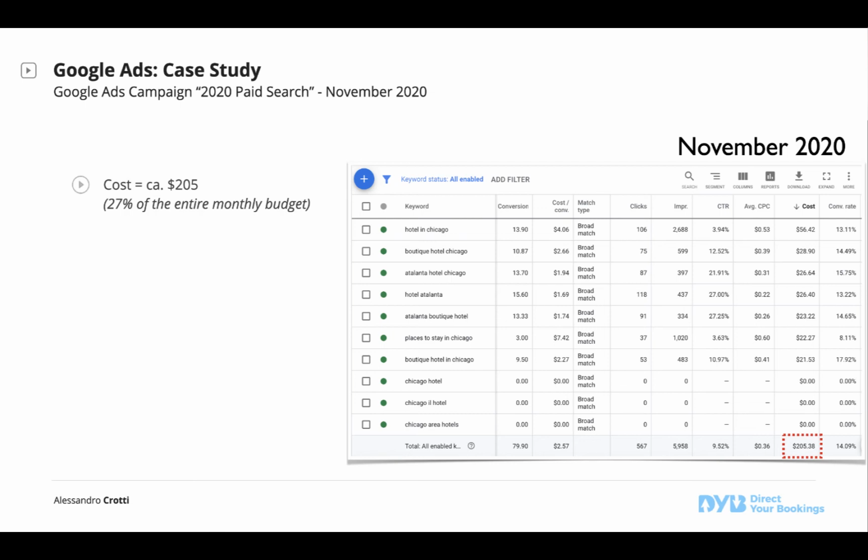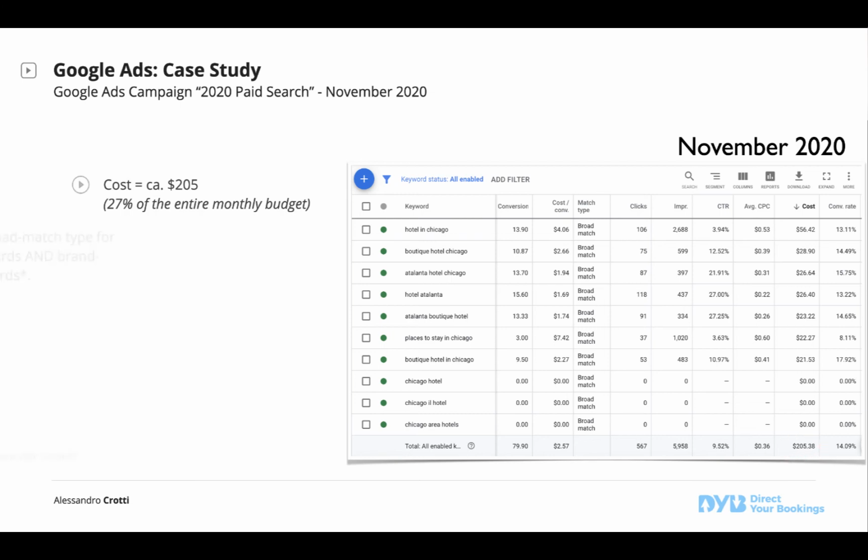Now let's do the same analysis as we've done before. The cost of this campaign back in November 2020 was $205, which was way lower in terms of budget share. 27% of the entire monthly budget was spent for this campaign. And this is the campaign that generated essentially all the revenue back in November 2020.